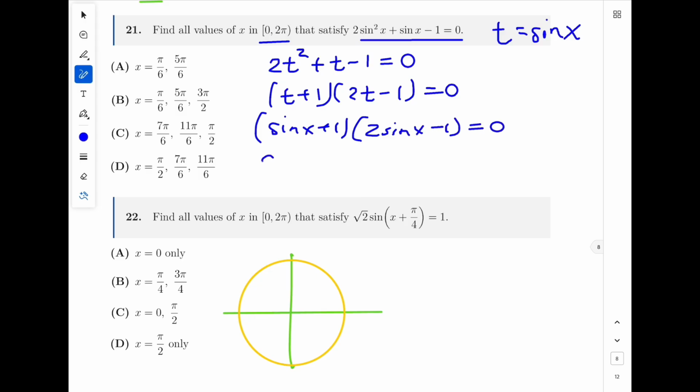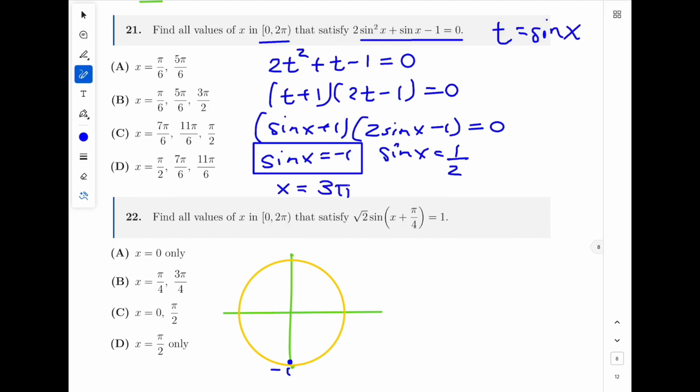This gives me sine x should be equal to minus 1, and this gives me sine x is equal to 1 over 2. Now when is sine x equal to minus 1? Well, if we look at the unit circle, sine x is the y coordinate, and the y coordinate is negative 1 at 3 pi over 2. So x equal to 3 pi over 2 is one solution.